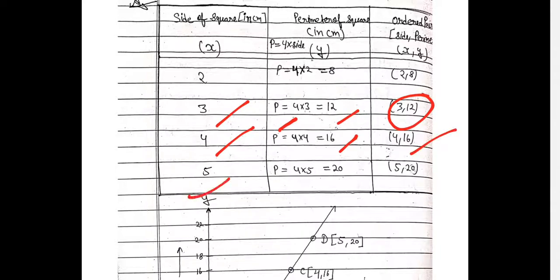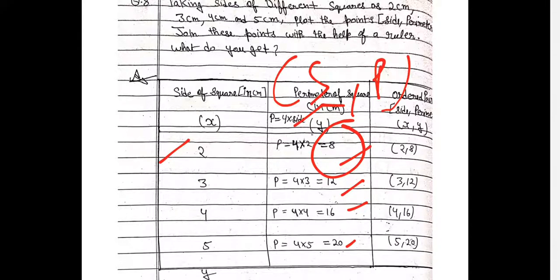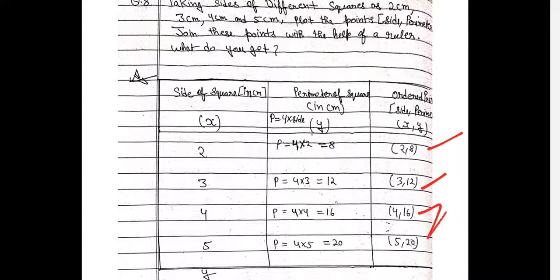And when the side is 5, then the perimeter becomes 4 into 5, you get 20, then the point will become (5, 20). So with the help of the side and the formula, you have to find the perimeter, and after finding the perimeter, you have to find the coordinate by putting the side first and the perimeter second. So you will get this point.